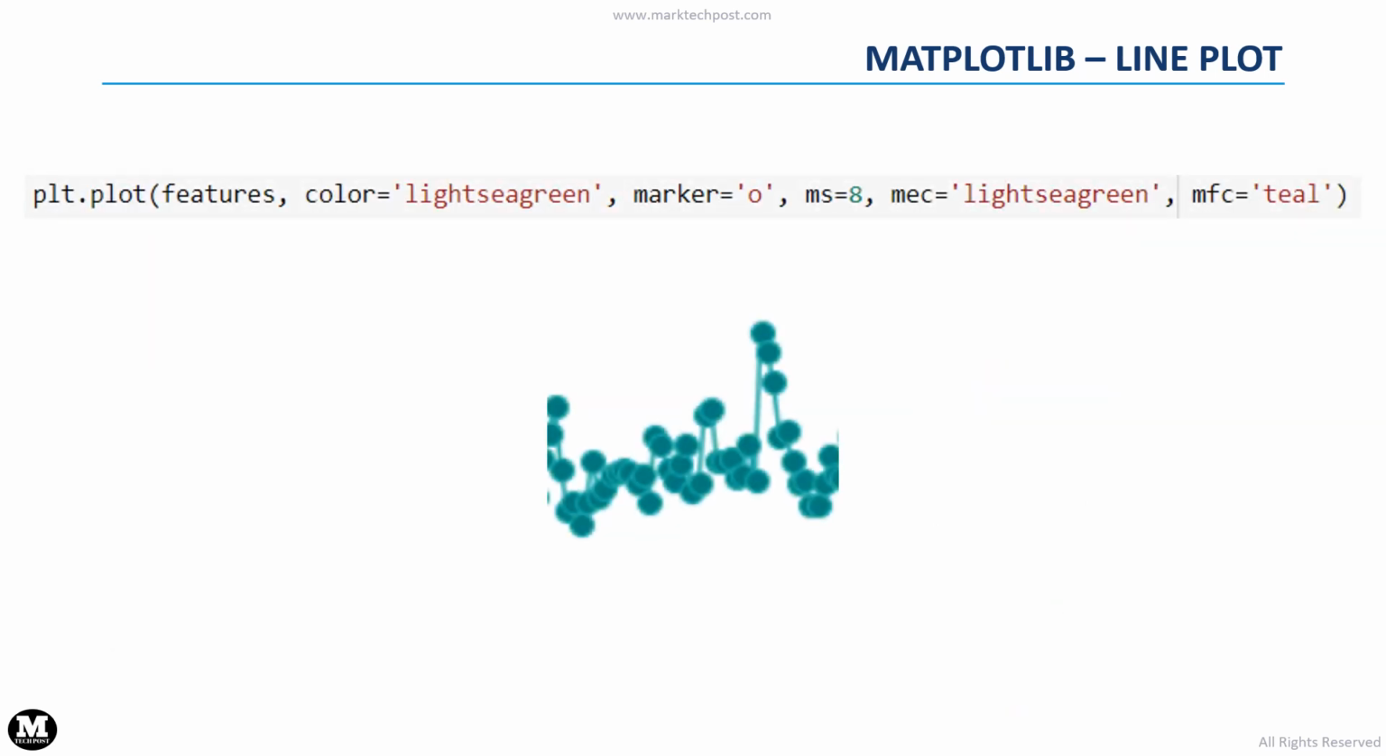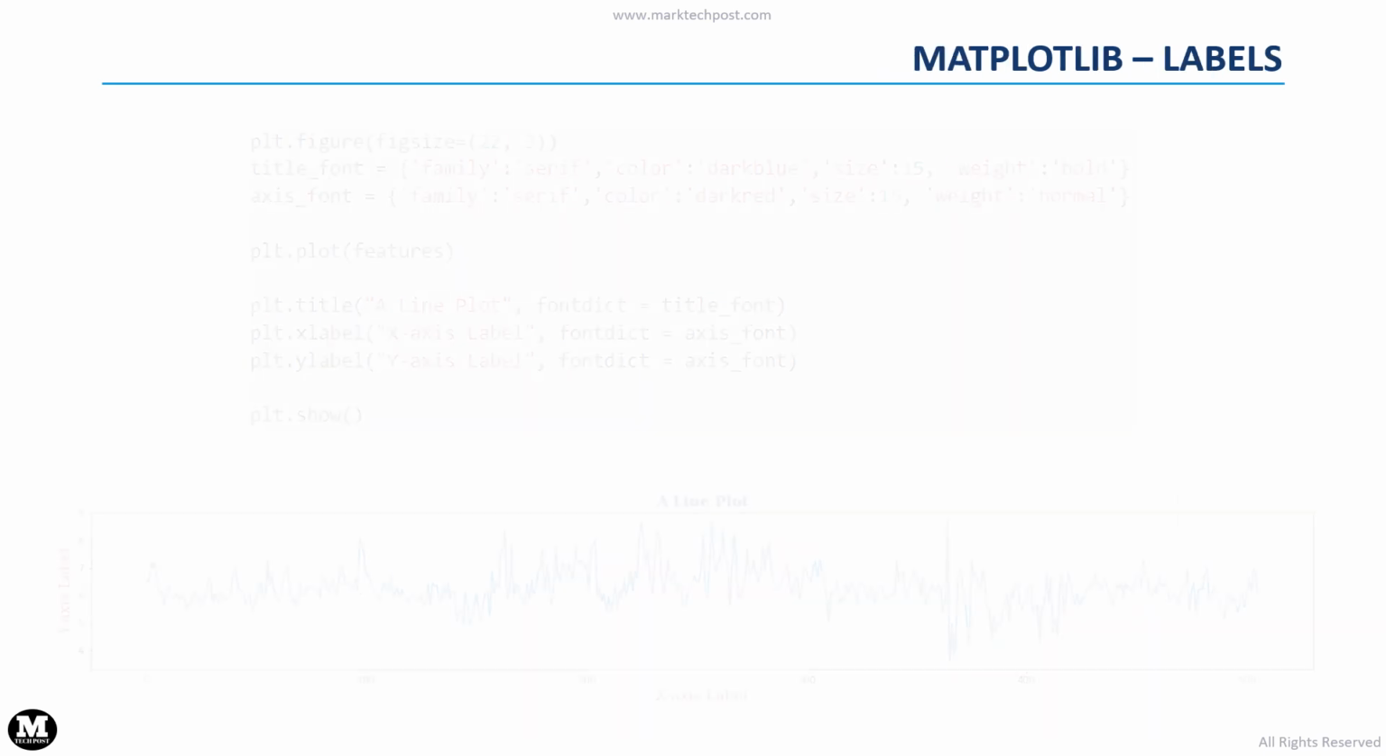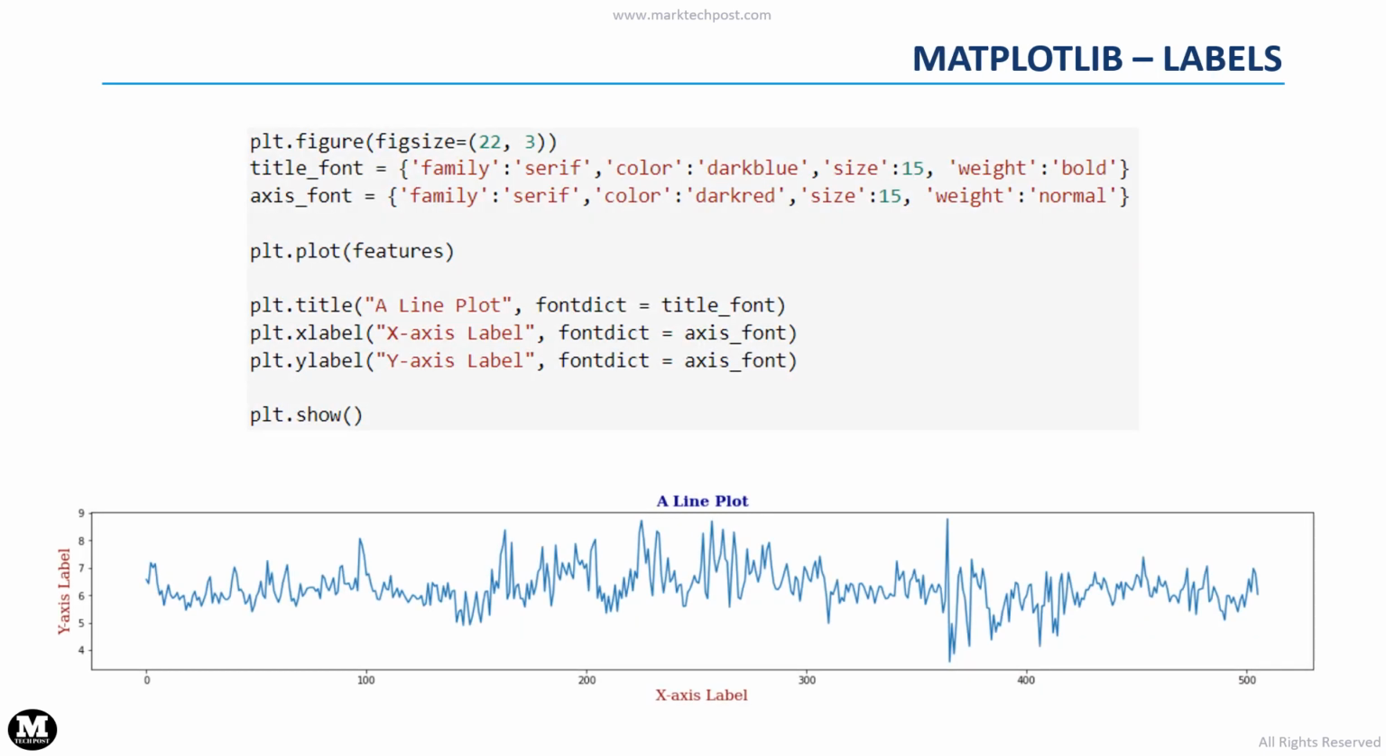For the points, we can also use other arguments: the marker size, ms, the marker edge color, mec, and the marker face color, mfc. To plot multiple lines, we just have to call the plot method more times. Here we also add a legend to the plot. Here instead, you can see how we can add some custom labels to the plot.